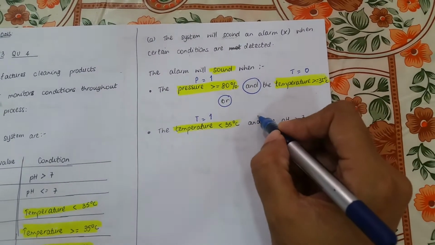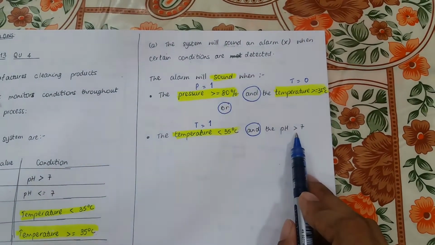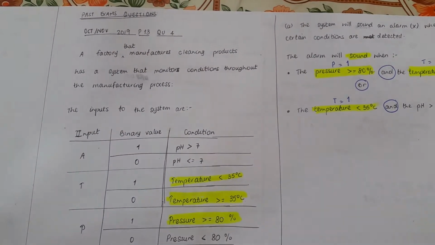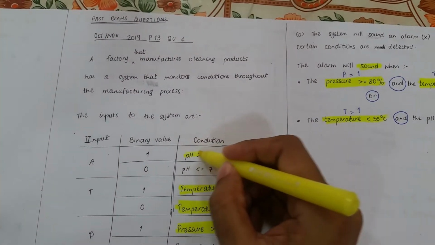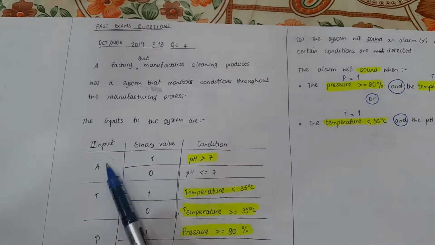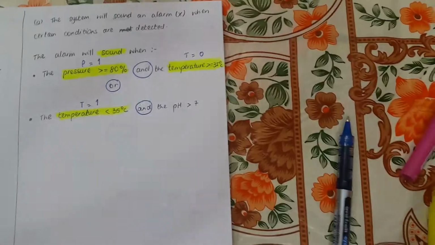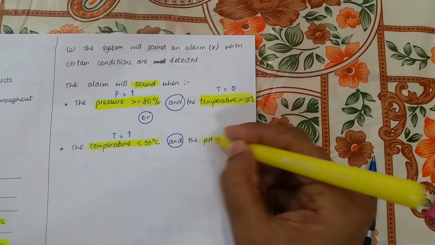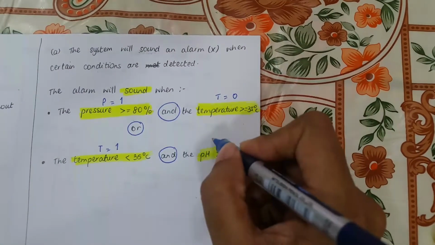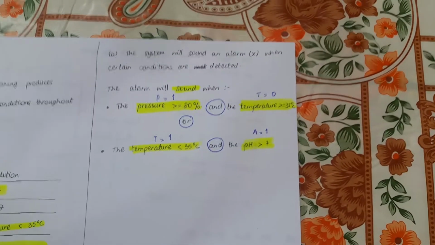Next, this is AND, so it is going to be the AND gate. The pH is greater than 7. So pH greater than 7, here it is. pH is greater than 7 when A is equal to 1. So pH greater than 7, we change it and put it here: A is equal to 1. Okay, almost there.